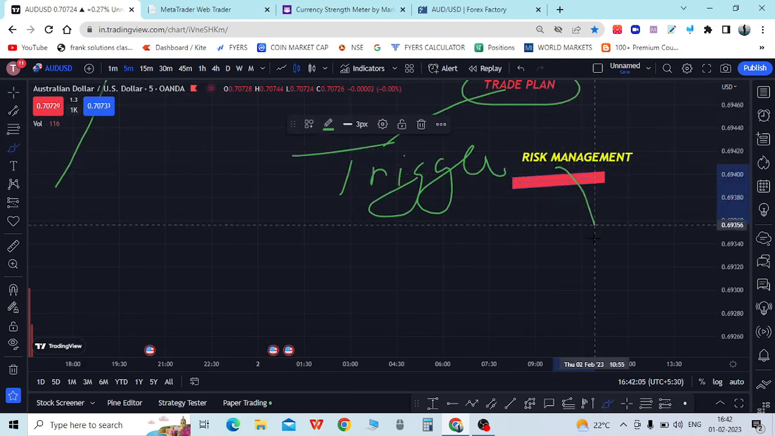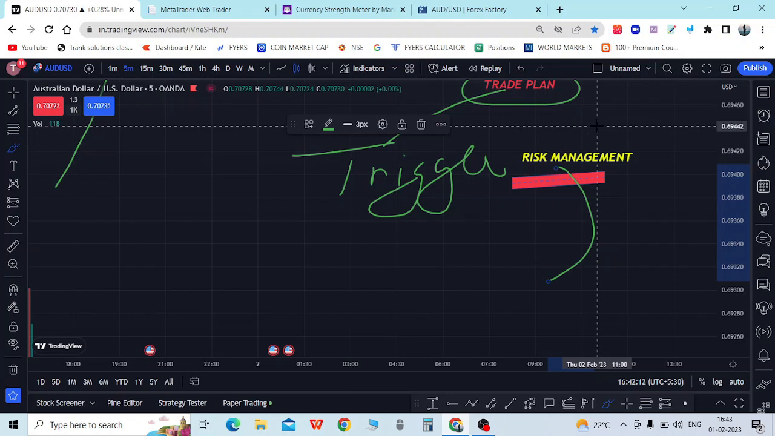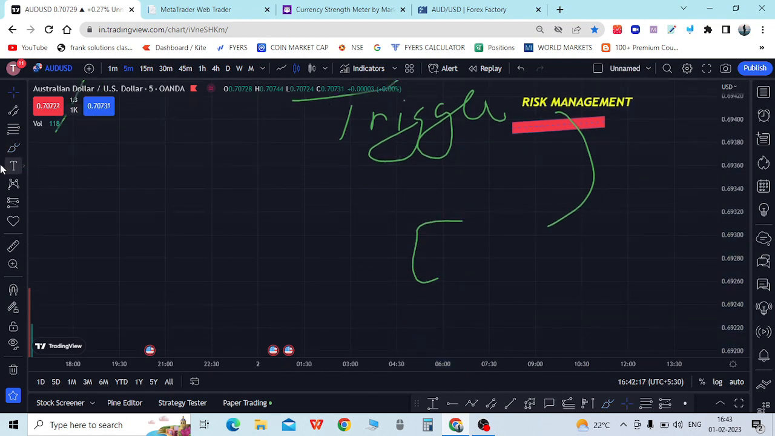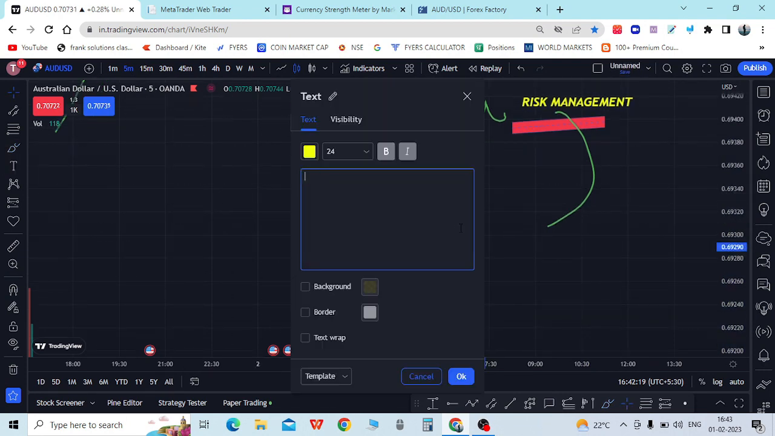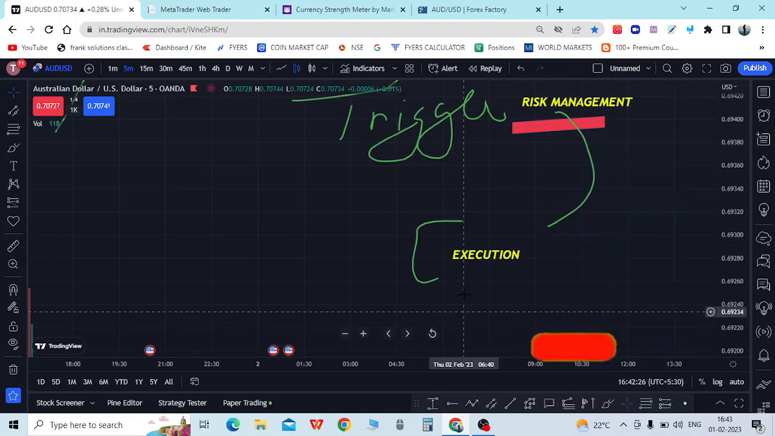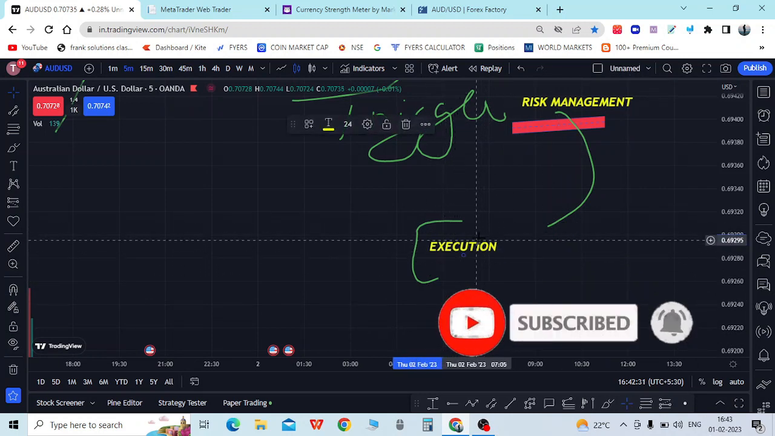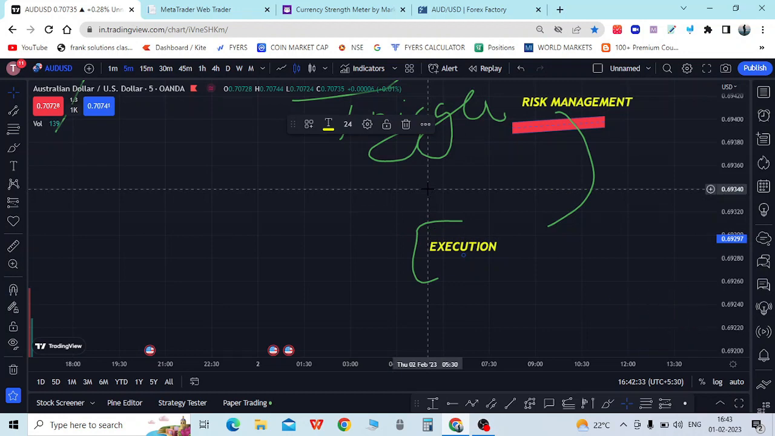And then we have the execution. Means we have to execute the trade. We have our risk management, our trade plan, our edge, our trigger point, and then we have to execute a trade. This execution step is also vast, like risk management. I have told in many videos that execution is a vast concept, and I've explained it going very deep into this topic. So you can watch my previous videos for this execution process.